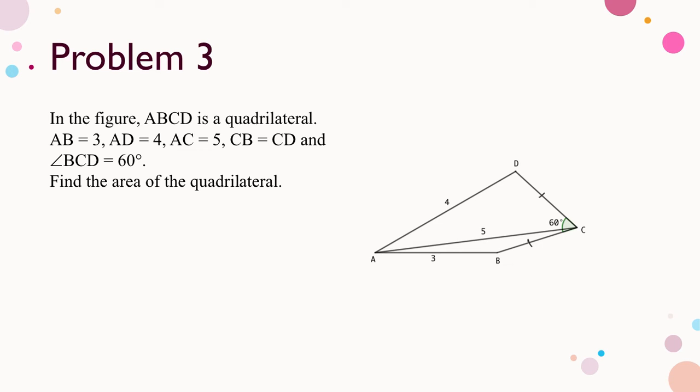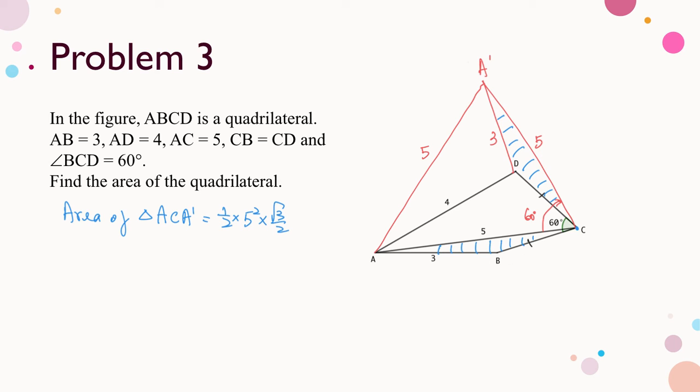As there are 2 sides equal, rotate the triangle so that the 2 equal sides coincide. That is, rotate triangle ABC about C clockwise by 60 degrees to triangle A'DC. Here, triangle ACA' is equilateral, and the area is 25√3/4.